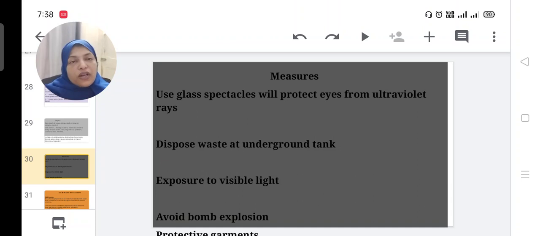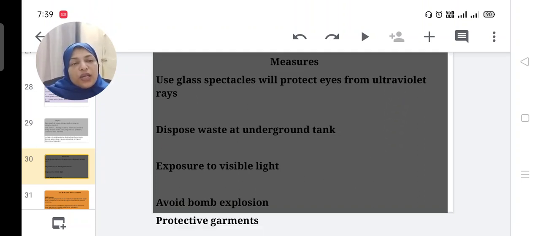Then, how can we control radioactive pollution? Use glass spectacles to protect the eyes from ultraviolet rays. Use sunglasses to protect against the ultraviolet rays of sunlight. Then dispose of waste in an underground tank. This nuclear waste is very hazardous to our life, so we should dispose of such waste in an underground tank. Then avoid bomb explosions, and wear protective garments when we are working in that area.